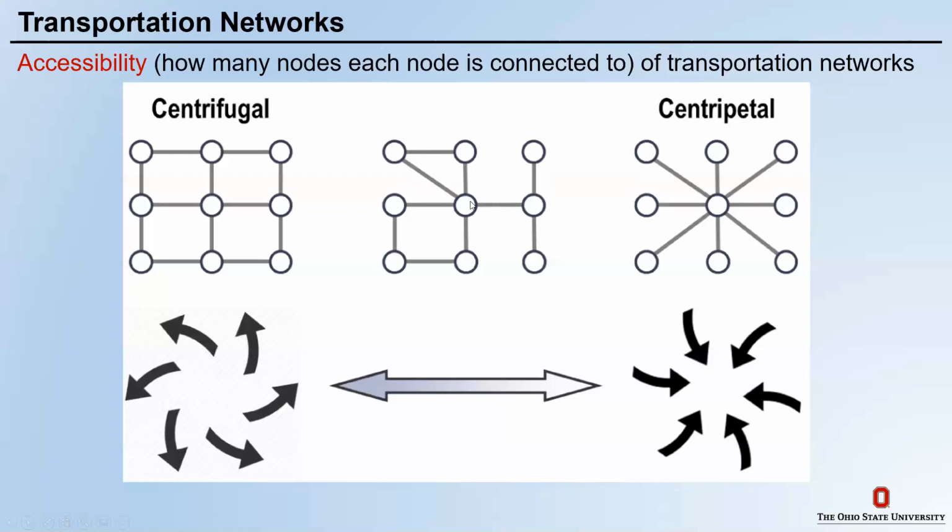And again, if you want to evaluate the accessibility of a node, you can just simply count how many nodes are connected to this node of interest. Okay, that's accessibility. So for centrifugal network, no advantage is given to specific locations, right? I would say more advantage is still given to the central node, right? But centripetal favors some locations. I would say specifically this whole network favors only one node, which is the central node of the network.